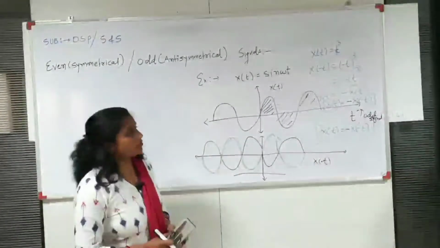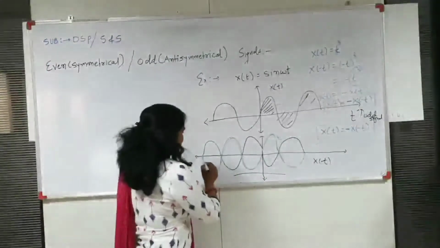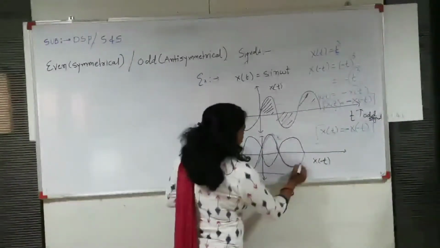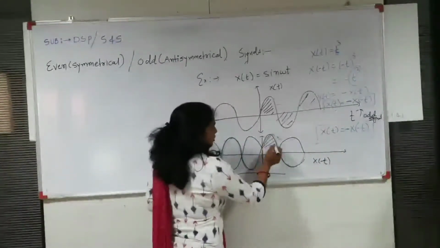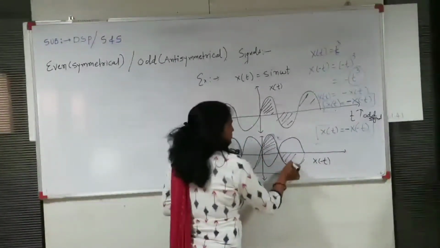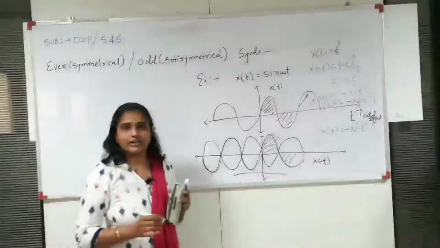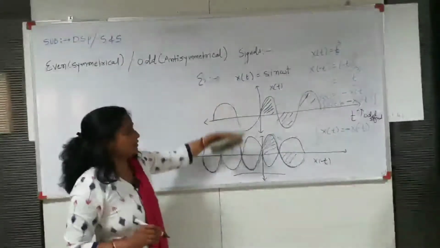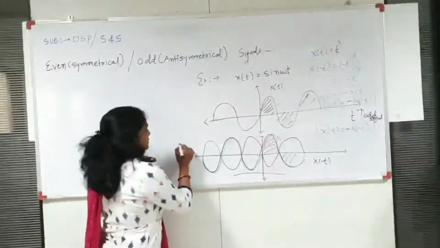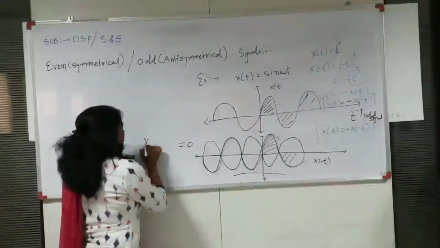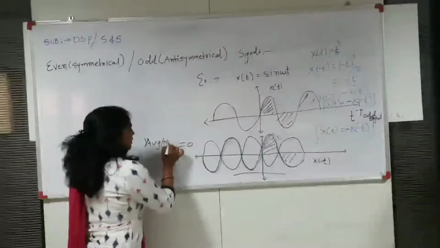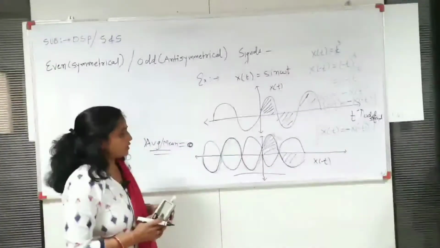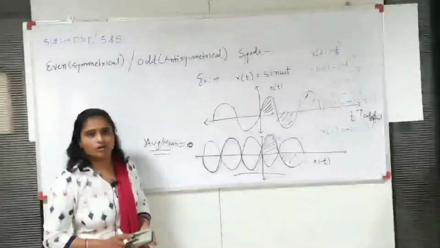One more important thing about the odd signal. This is the odd signal of sin omega t. Whatever the positive cycle is, the same is the negative cycle. So whenever we find the mean value or average value for an odd signal, it is always zero. So the average value, or mean value, of an odd signal is always zero. That is one more important thing for the odd signal.